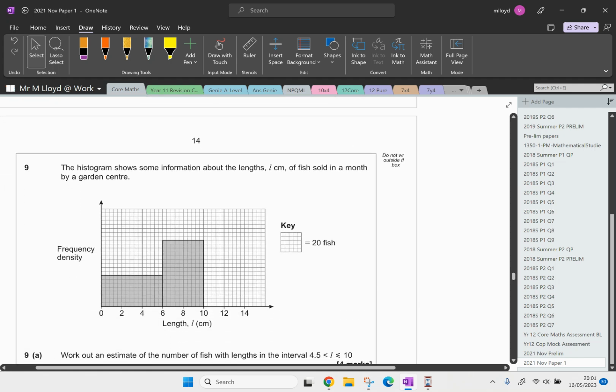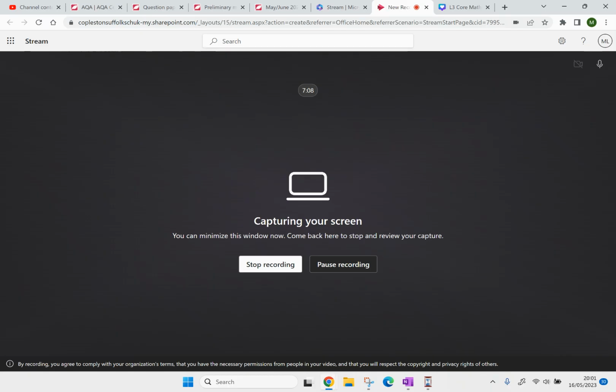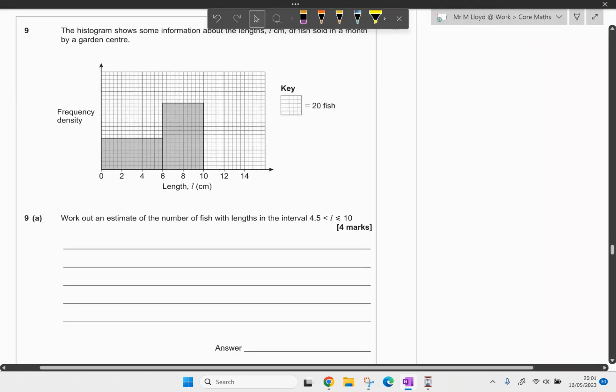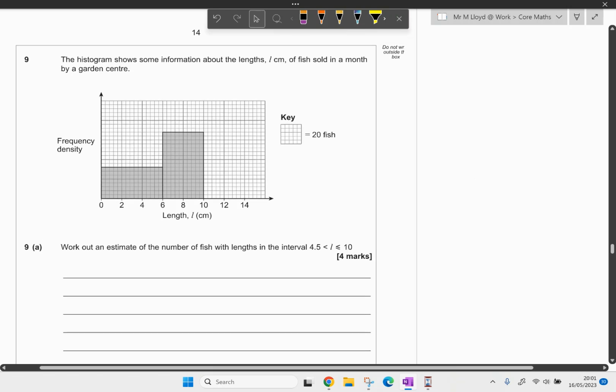11 marks, huge marks. Right, question 9 is histograms. Let's just check the timer. Got plenty of time to do this one. The histogram shows some information about the lengths L of fish sold in a month. Work out an estimate for the number of fish with lengths in the interval 4.5. So I'm hoping there's no scale factors here.